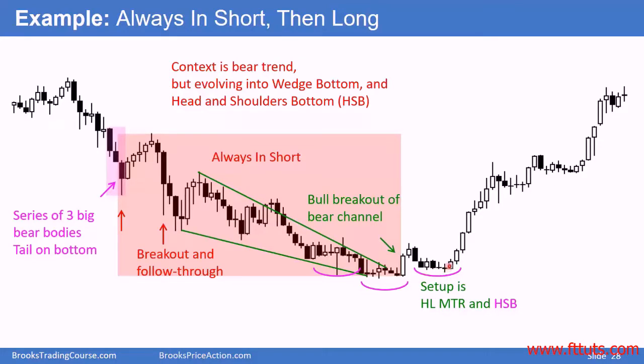This setup, this buy setup here, is called a higher low major trend reversal. Higher low with the potential of reversing into a major trend. It's also a head and shoulders bottom. This would be the left shoulder, this is the head, and this would be the right shoulder. So it's a reversal setup.